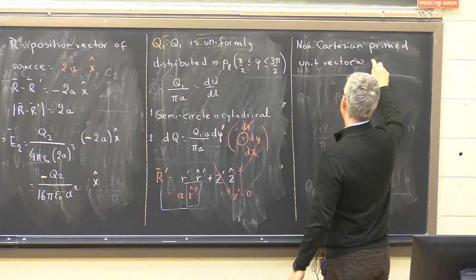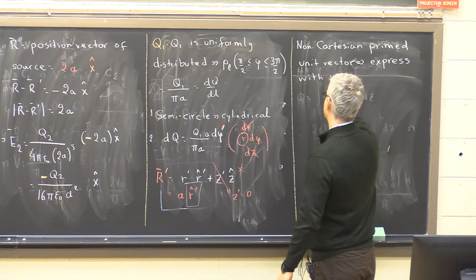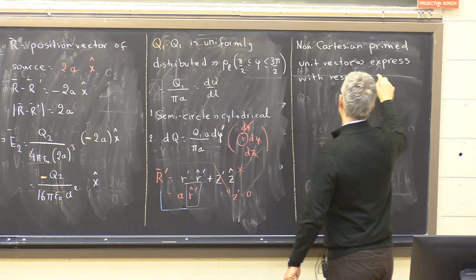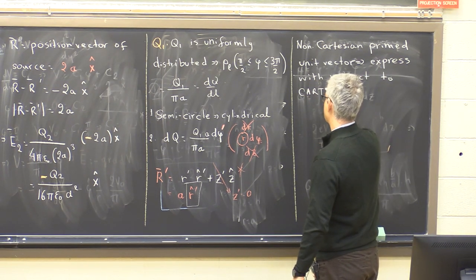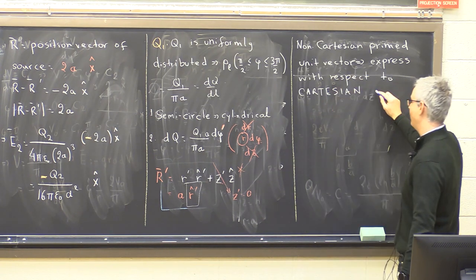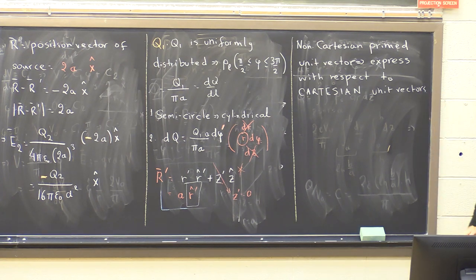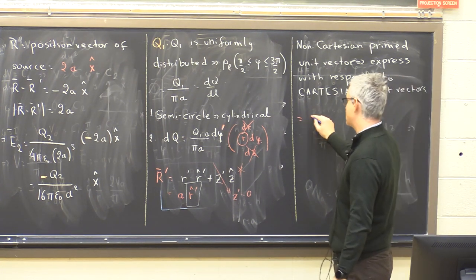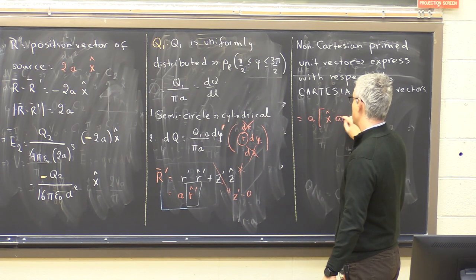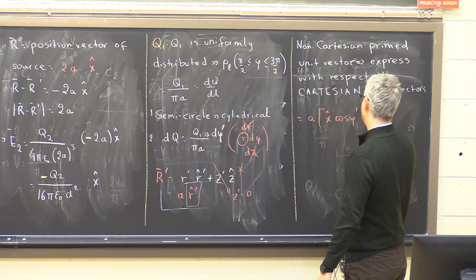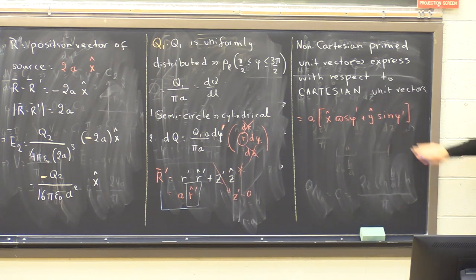So I need to express it as a function of Cartesian unit vectors. So this is the red flag. And I will do that immediately. So I have this a_r primed, and a_r primed will be a_x cosine phi prime plus a_y sine phi prime. So this is it.